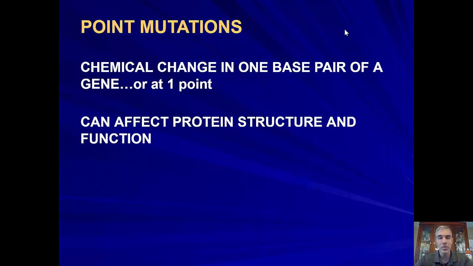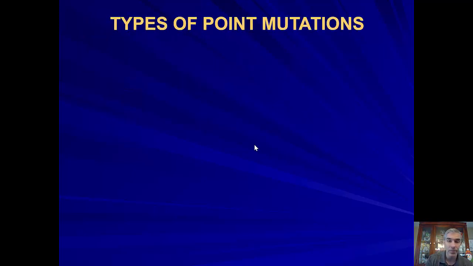So a point mutation is a change of one base pair of a gene in one place. Now, it can be more than just one, it can be multiple, but it's happening at the DNA level. Now, it can affect protein structure and function, obviously, because as we talked about when we talked about transcription and translation, if the original DNA is changed and mutated, you're going to change that language. You're going to change those codons, and those codons are going to code for different amino acids. Okay, so let's talk about different types of point mutations.